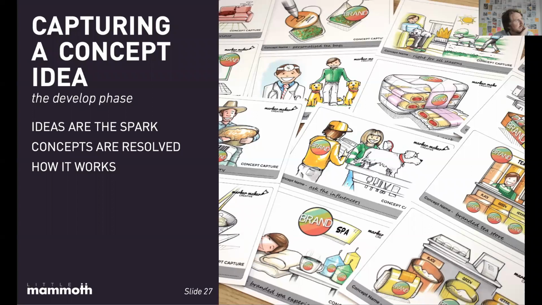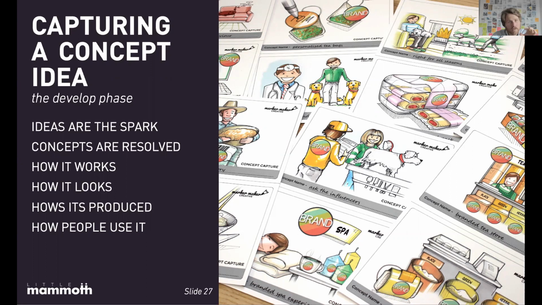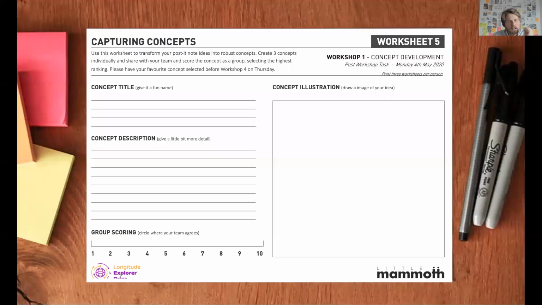And those concepts are thinking about things like how it works, how it looks, how it's produced, and how people use it in a lot more detail than the initial idea. And there's a tool that we use to go through this stage, and that's called a capture sheet, or a concept capture sheet, and that's worksheet 5. This is another task that we want you to move forward with, and it essentially helps you to improve and build out your initial post-it note ideas. You don't necessarily need to continue this flow, but this is something you could do after the session.